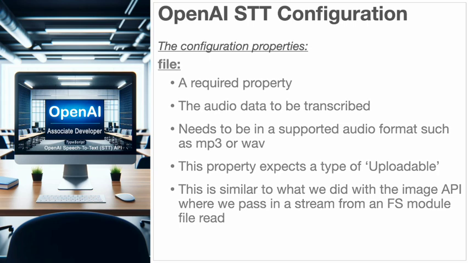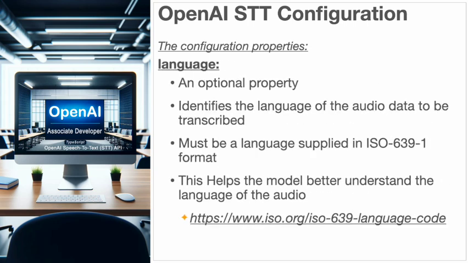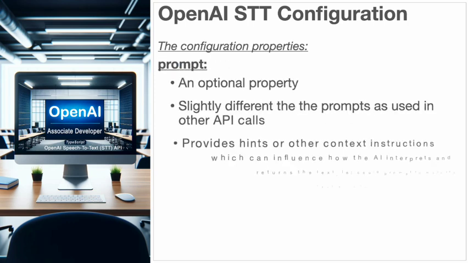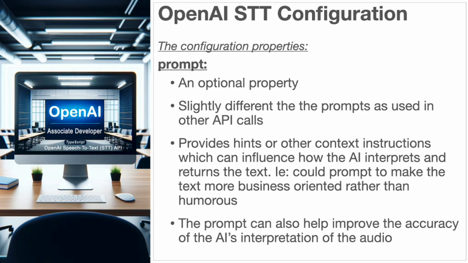3. The language property specifies the language of the input audio. This helps the model understand the spoken language more accurately and must be an ISO 639-1 formatted language string. 4. The prompt property is slightly different than what you may be used to. In this API, the prompt is an optional property which provides context or hints to the model, which can help improve the accuracy of the transcription.